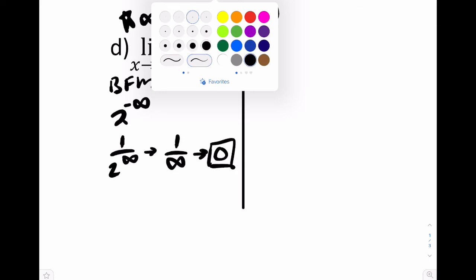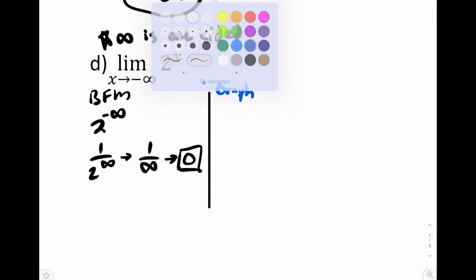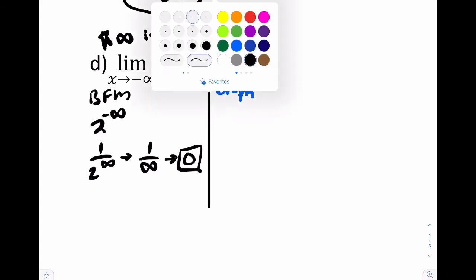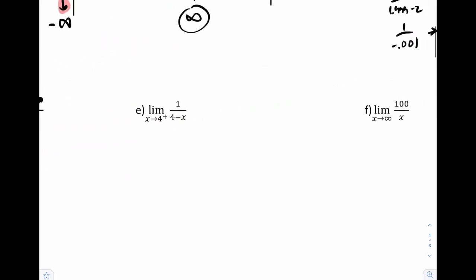Now, of course, we could graph, right? If you have a basic function like this, we could just graph it, because this is a graph you studied in Algebra 2. The exponential graph just looks like this. And I can see, approaching negative infinity right here, we're definitely approaching 0. Okay, we got a couple more.